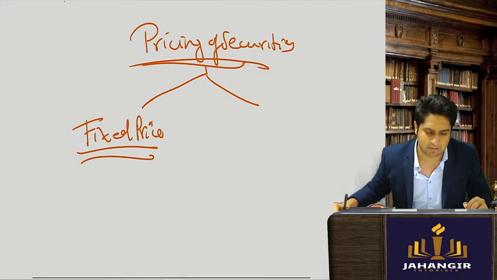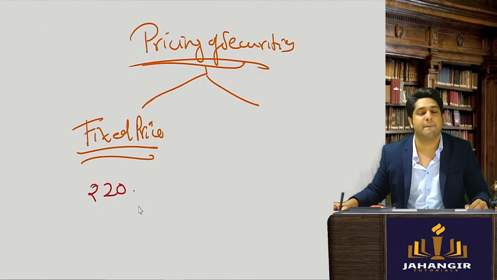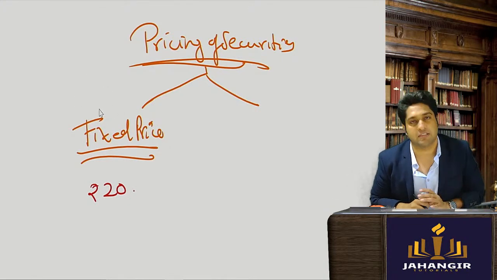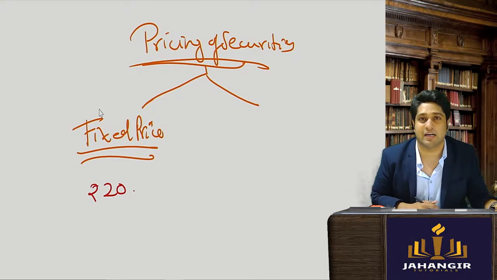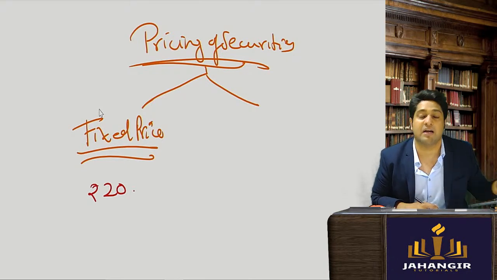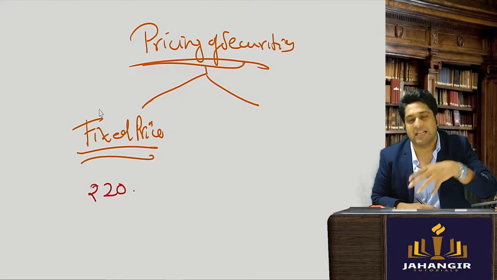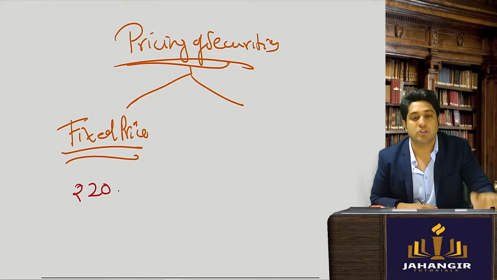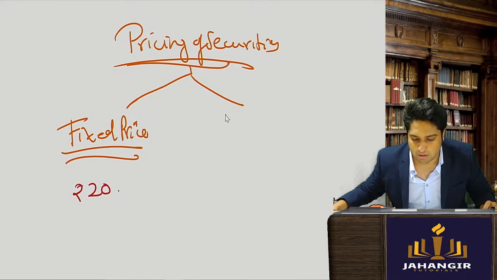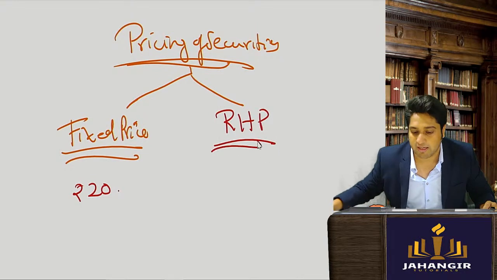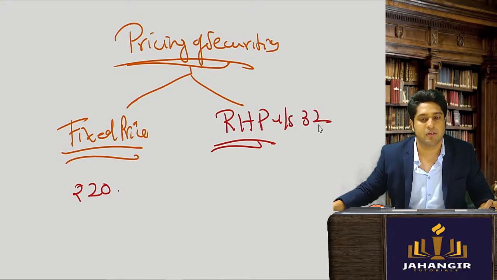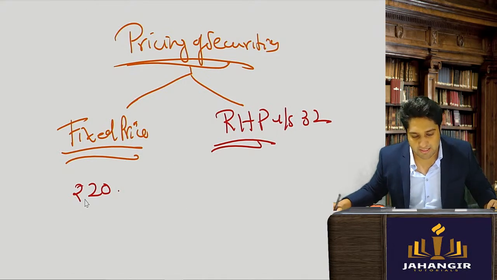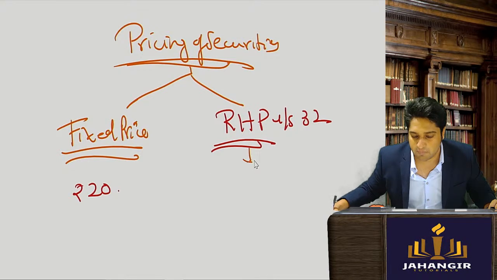Where the company fixes the price, for example 20 rupees. This was the traditional, earlier method, where the company used to fix the price. But how will you fix it? What if the market demand is higher, or what if the market demand is lower? So we want to price the securities as per the market demand. So in such cases, you issue a red herring prospectus given under section 32. Red herring prospectus is a prospectus which will not contain the price, but it will contain a price band.